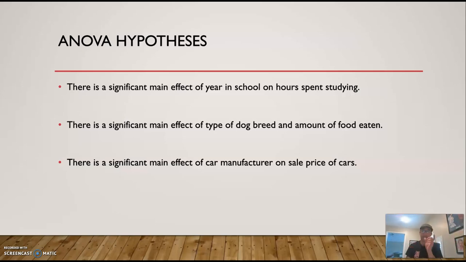So that's why I've got the first one. Significant main effect of year in school on hours spent studying. So you're comparing all four groups at once. You're not doing a series of t-tests. You're just doing one ANOVA.